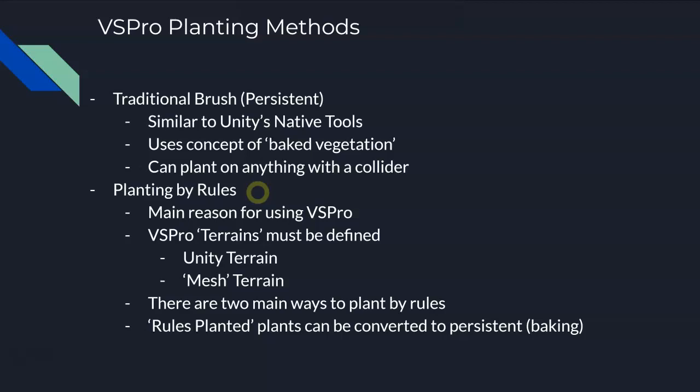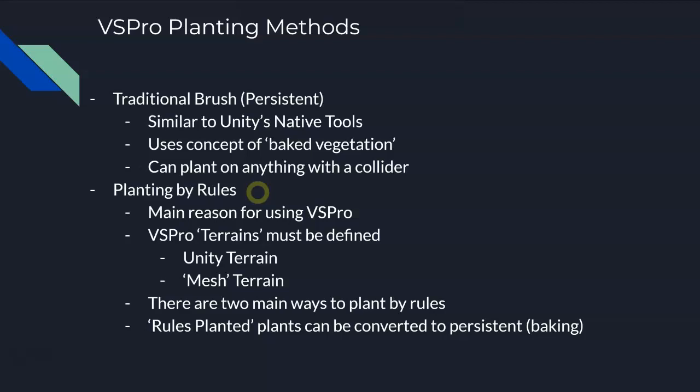With this method, you can plant on anything with a collider, and you can also plant on terrains. But planting on a collider can come in handy because you can essentially plant on top of a rock. So if you want to put a bush on top of a rock, as long as that rock has a collider on it, you can do it. But this can also cause problems.